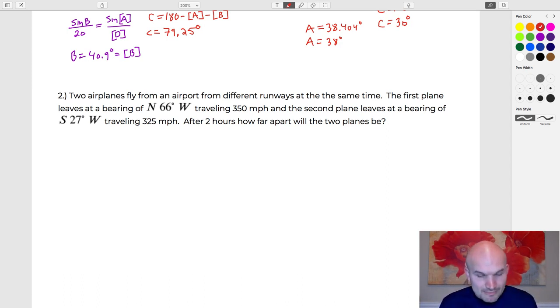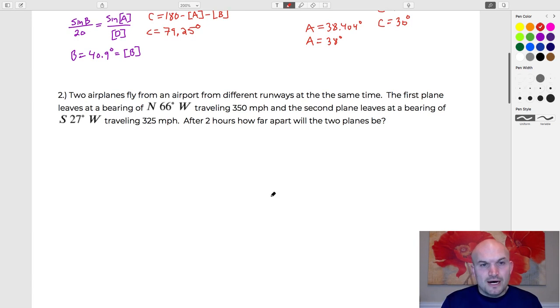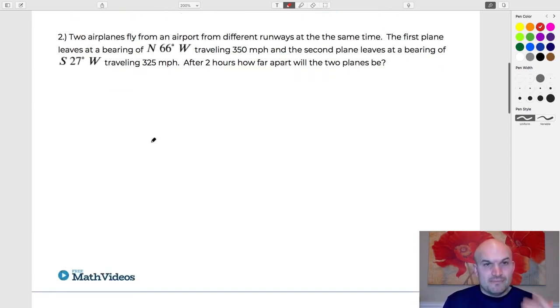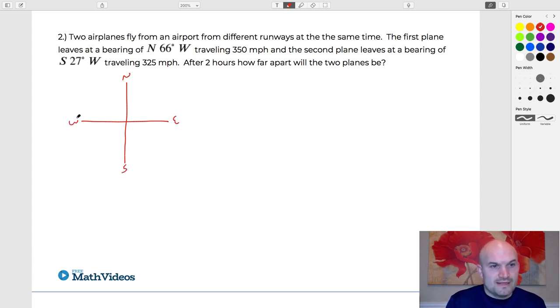All right, for word problems, we spent a lot of time with them the first day of this chapter. The main thing I told students to do was first just draw the scenario. So we're going to have a little fun doing our north, east, south, west. Okay, so let's do the first plane. It is north 66 degrees west. So that's going to look something like that. There's your angle, 66 degrees.